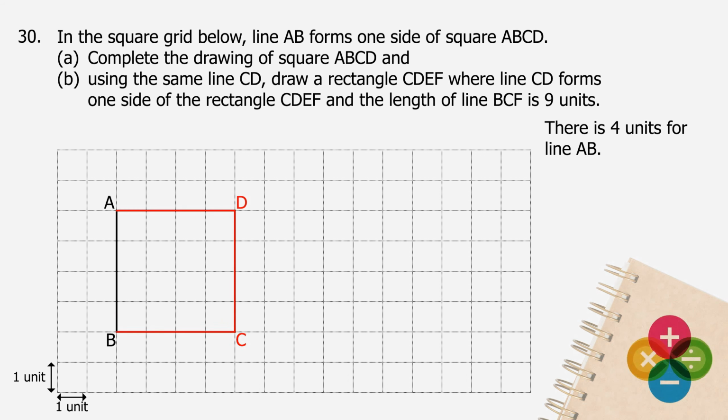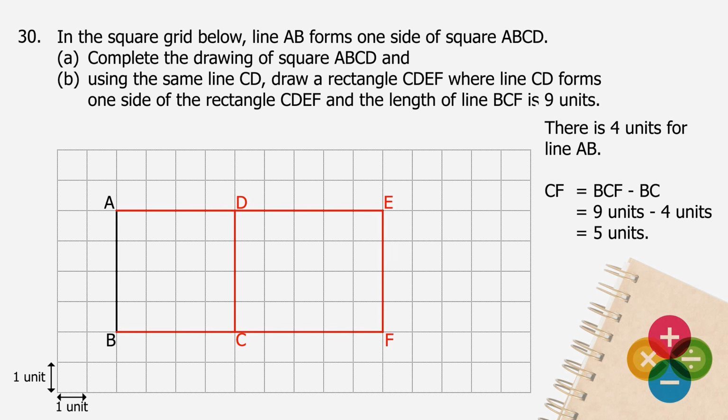The line AB is 4 units. Therefore, the line BC is equal to line CD, and is equal to line AD, which is 4 units. The line BCF is 9 units. The line BC is 4 units. Therefore, the line CF will be 9 units subtract 4 units, and the difference is 5 units.